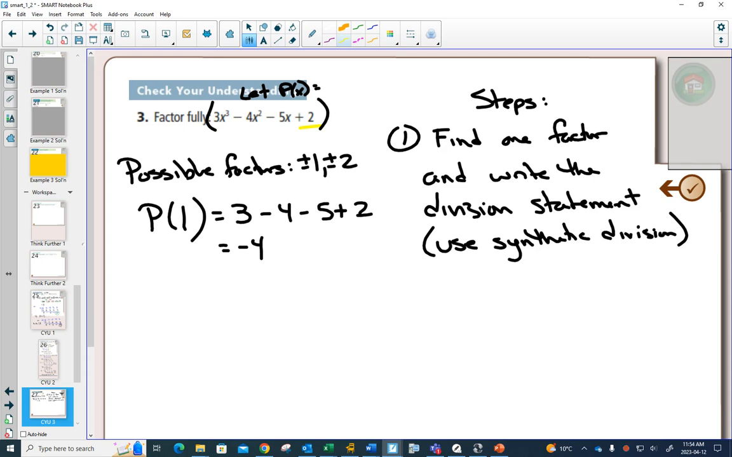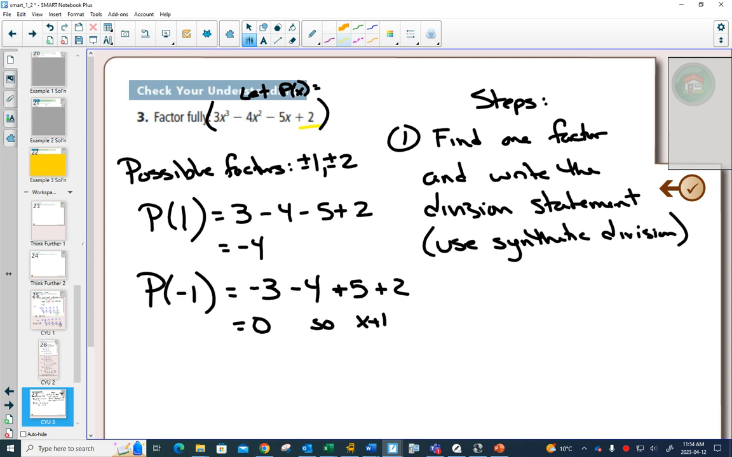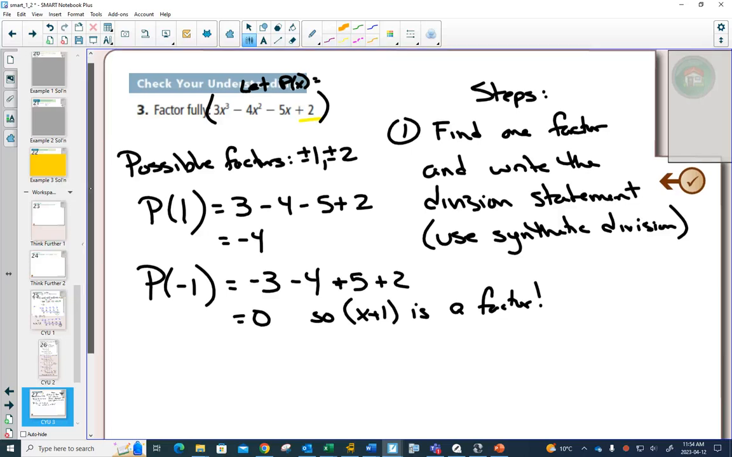But if you plugged in -1, then -1 cubed is negative. -1 squared is positive times -4 is -4. Plus 5 plus 2. This one equals 0. So we know that x plus 1 is a factor. And this is where we have to write, we found one factor, perfect. Once we found that factor, we have to write the division statement.